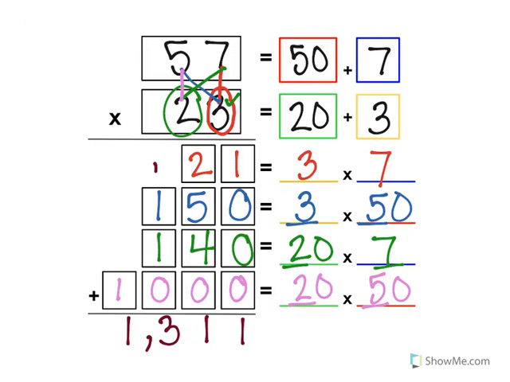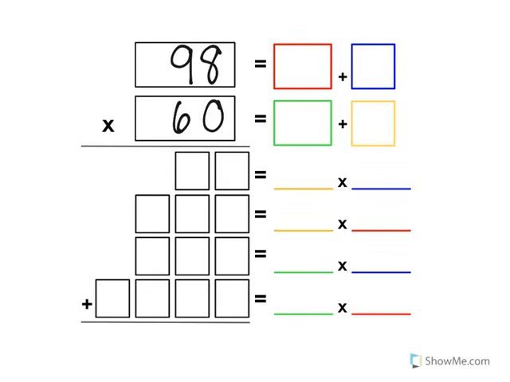Let's try another example. Now we have 98 times 60. Let's see if we can do this example. So we're going to break 98 into expanded form, which is 90 plus 8, and then 60 broken into expanded form is 60 plus 0, because that 0 is always worth 0. So now we can start multiplying. We're going to start with our 0 in the ones place.